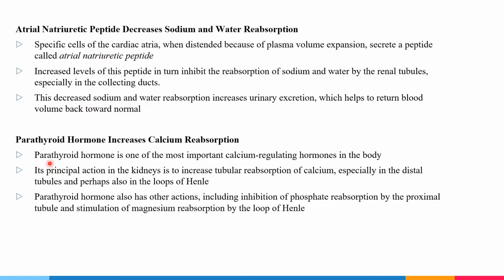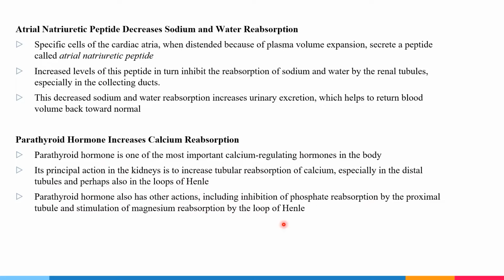Next, we look into parathyroid hormone and how it increases calcium reabsorption. Parathyroid hormone is one of the most important calcium regulating hormones in the body. Its principal action in the kidneys is to increase tubular reabsorption of calcium, especially in the distal tubules and perhaps also in the loops of Henle. Parathyroid hormone also has other actions, which include inhibition of phosphate reabsorption by the proximal tubule and stimulation of magnesium reabsorption by the loop of Henle.